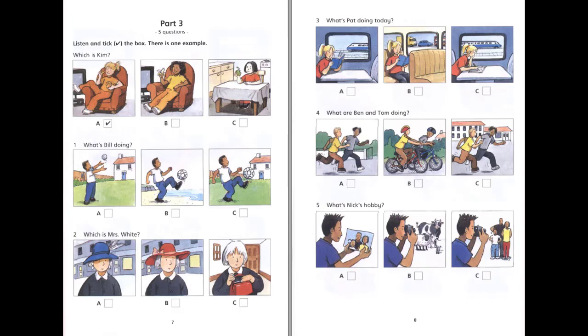Four. What are Ben and Tom doing? Are they at school? No, they're not. They're in the park. Yes, I see. Are they running in the park? No, they're riding their bikes. Five. What is Nick's hobby? Have you got a hobby, Nick? Yes, I like taking photographs. That's nice. And do you like taking photographs of animals or people? Oh, animals. Now listen to part three again. That is the end of part three.